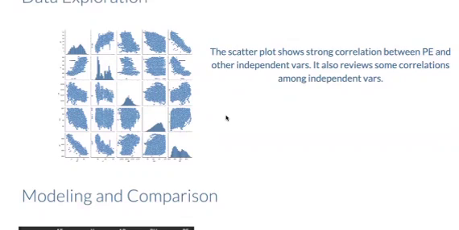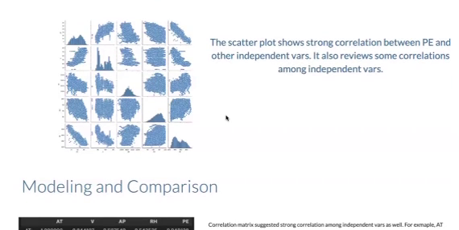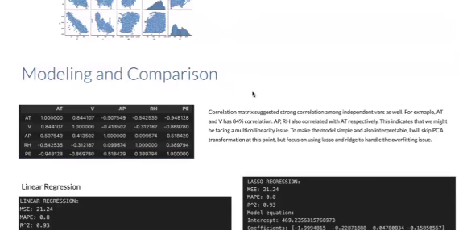In this scatter plot, we can also tell, in addition to the correlation between my dependent variable and independent variables, that there are also correlations among the independent variables, which may cause some multicollinearity issue for me. Okay, let's move on to the next.